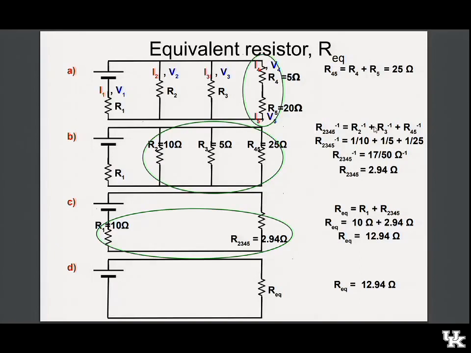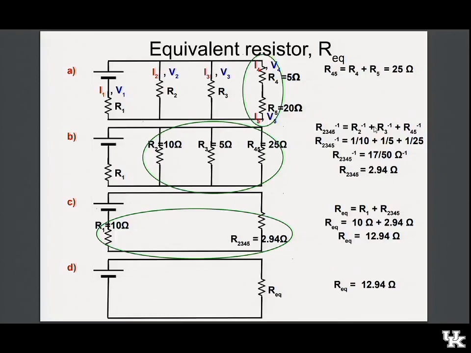If you plug in all the numbers, we know R2 is 10 ohms. We know R3 is 5 ohms. We know R4, 5 is 25 ohms. You get this number here, about 2.9 ohms. You notice this is much smaller than any of the individual resistors, because when you build them together in parallel, you're going to make a smaller resistance. That's in comparison to when we put these together in series, we built a greater resistance.